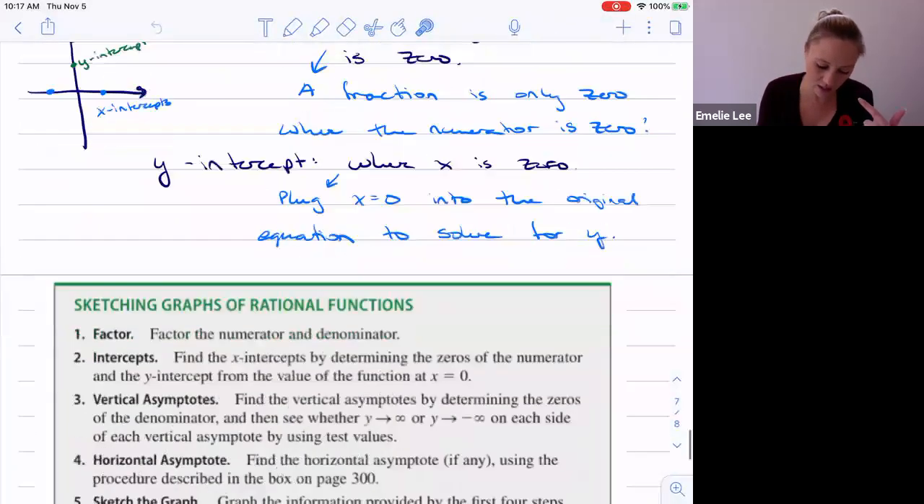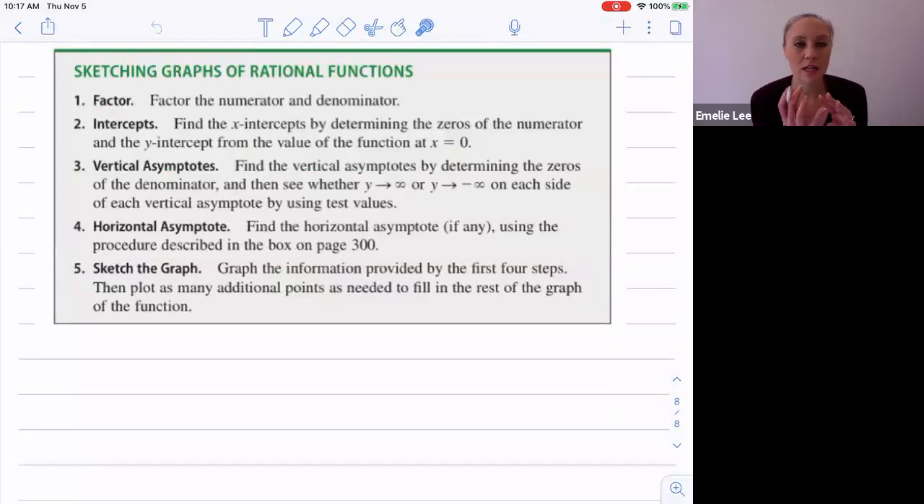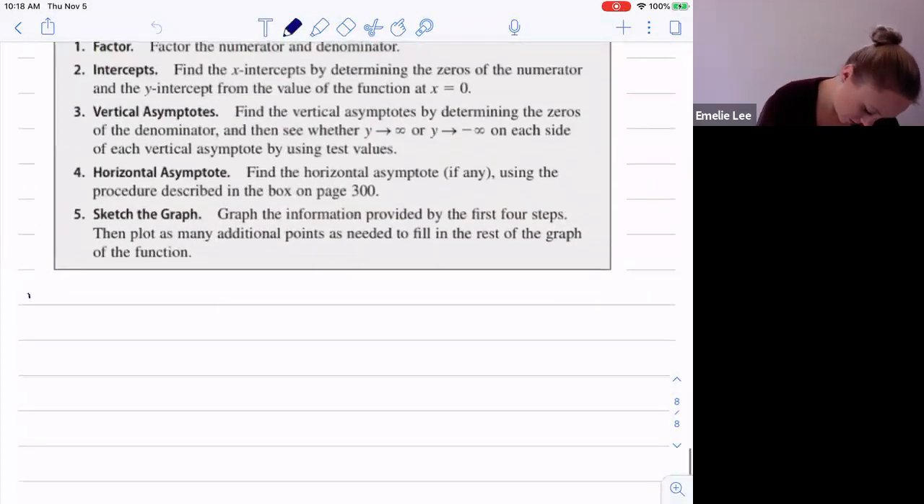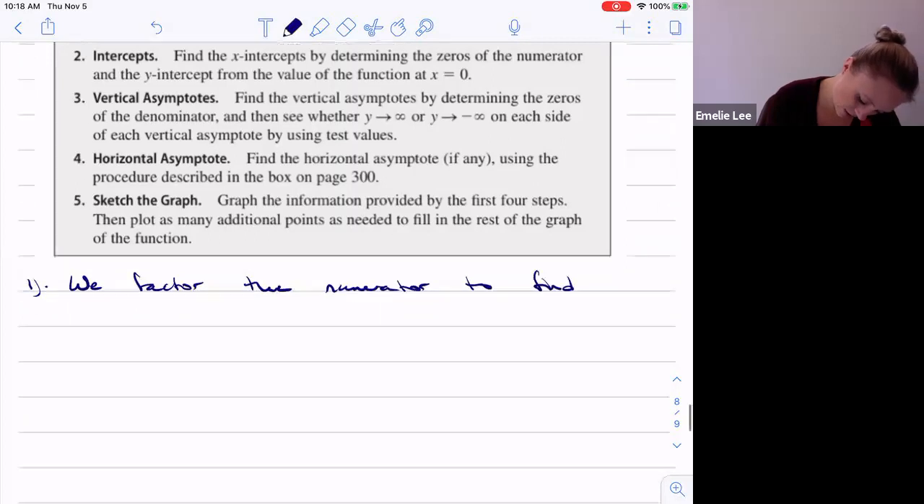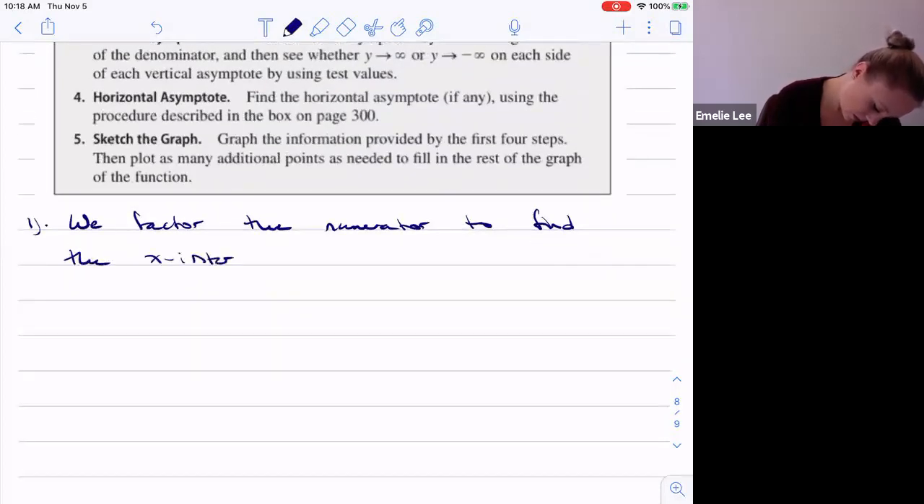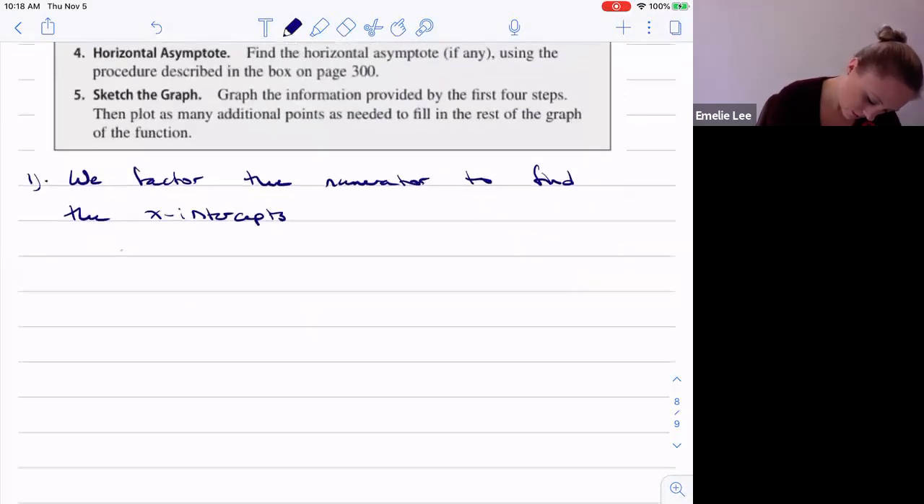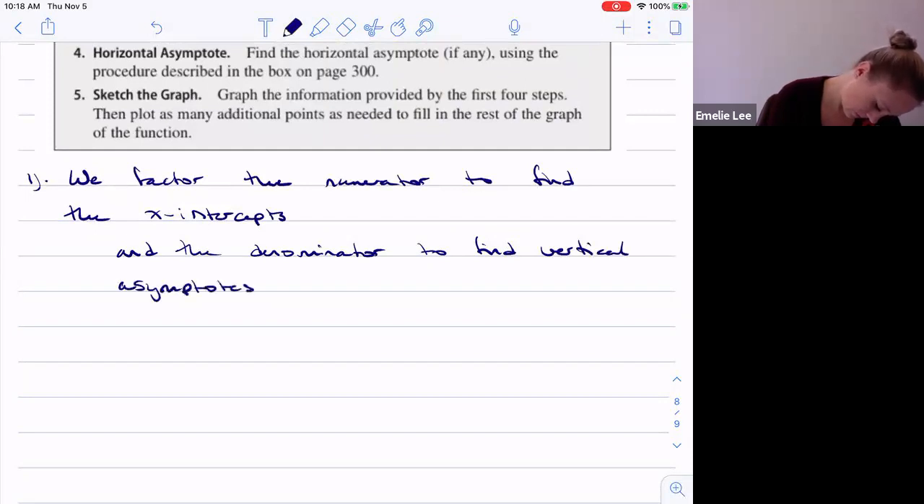To do that, the easiest thing to do is to factor things out, right? You factor the numerator to figure out where the x-intercepts are, and you factor the denominator to figure out where the vertical asymptotes are. So with reference to 1, we factor the numerator to find the x-intercepts, and the denominator to find vertical asymptotes. Okay.